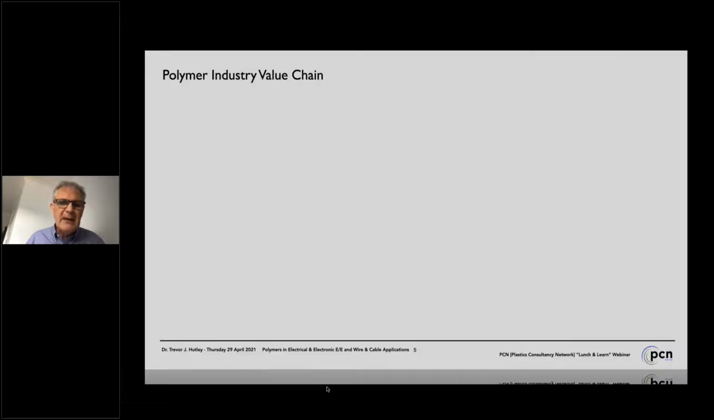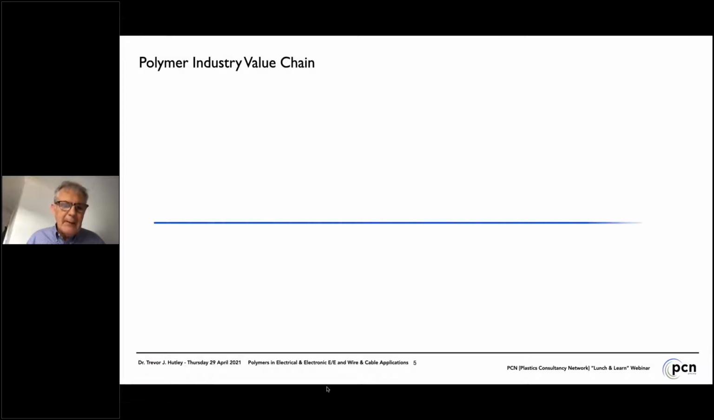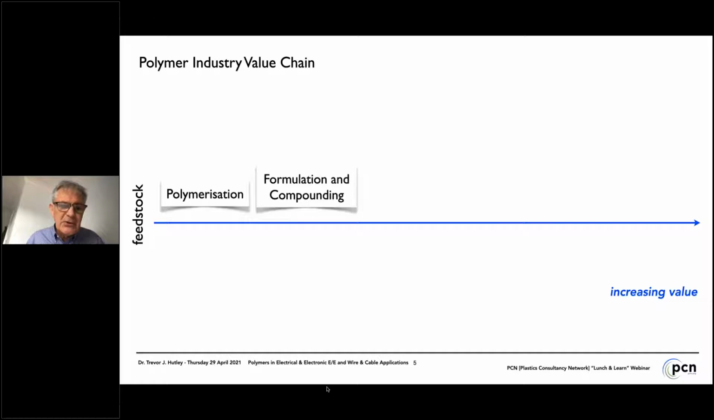And I thought one way to look at this perhaps more helpfully is to think about the polymer industry value chain. And those who were in my previous webinar will see that this introductory part is very similar to what we've talked about before. But the polymer industry value chain is that series of activities which increase the value from the feedstock, which we're not going to talk about today, but through the polymerization of the monomers, the formulation and compounding of materials, the processing of those polymers into the application.